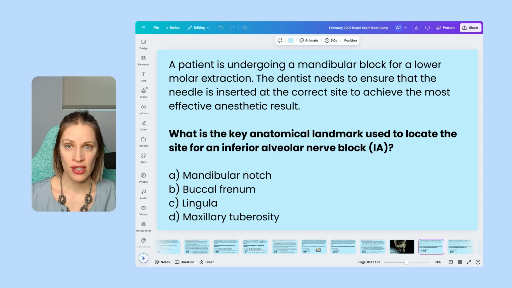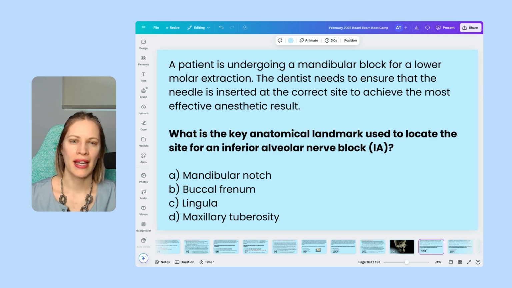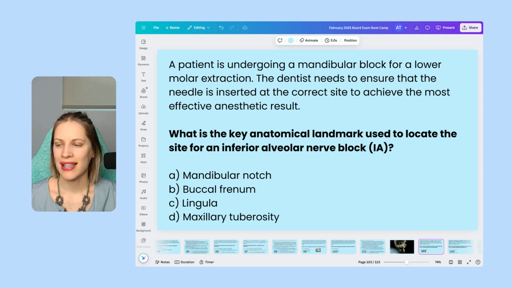So a block tells you that half of the mouth is going to be frozen. A lower molar extraction, they want to make sure they're really, really frozen, but the dentist wants to make sure that they're inserting the needle at the correct site. So, the site is used to locate the inferior alveolar nerve block. Where is that? So, this is how you would answer the question.